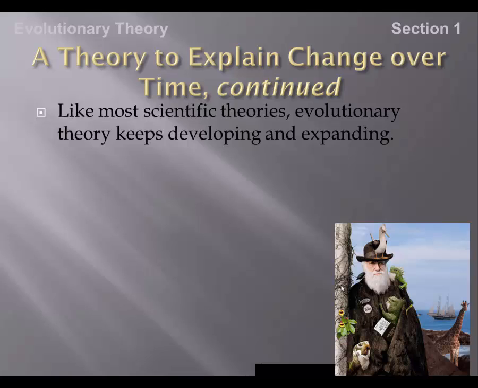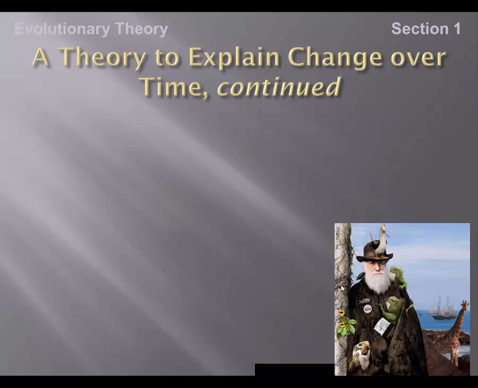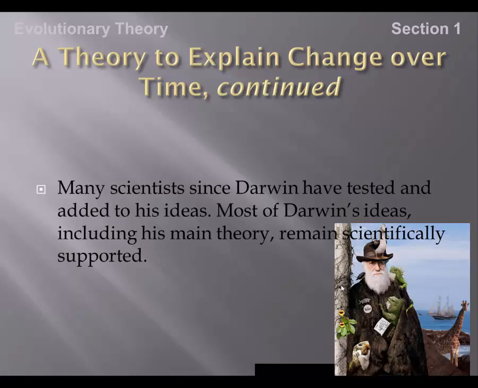Like any other scientific theory, evolutionary theory keeps developing and expanding. There are often changes to it, and new information is added based on new experiments that are performed. A number of scientists have tested this theory over the last 150 years, and they've added new information to his ideas. Most of his ideas, including his main theory, remain scientifically supported based on some form of evidence.